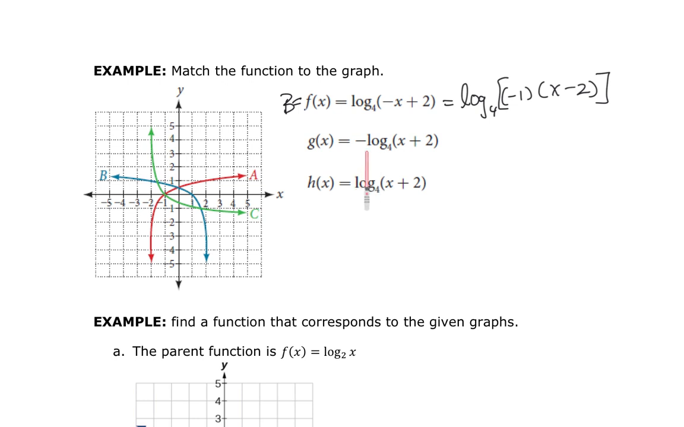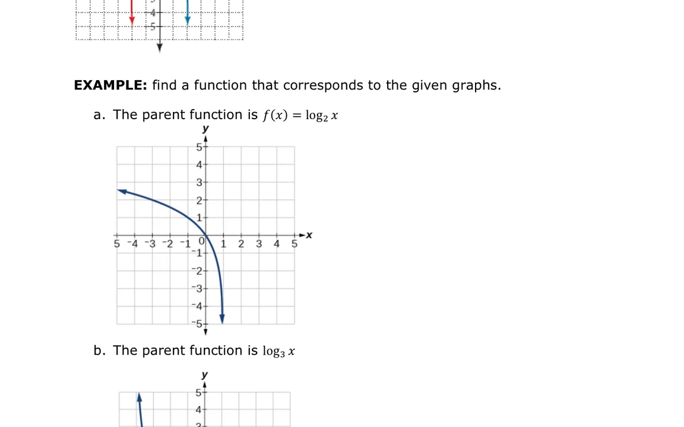This one is just a reflection over the x-axis and moving left 2. So reflection over the x-axis and moving left 2 is that one. So that is C. And then all this is a movement left 2. So that has to be A.